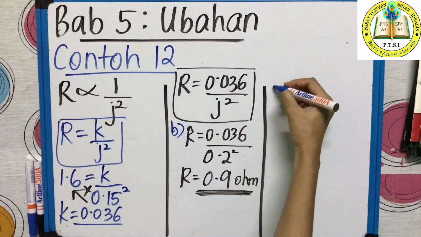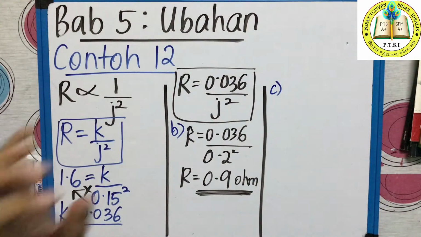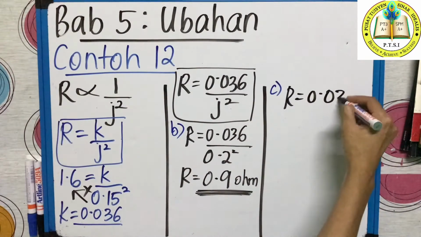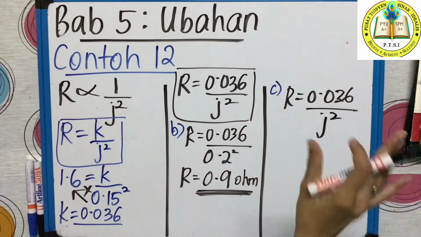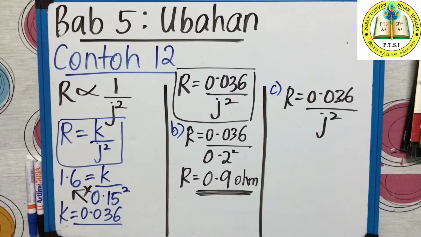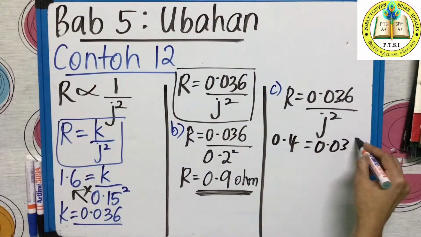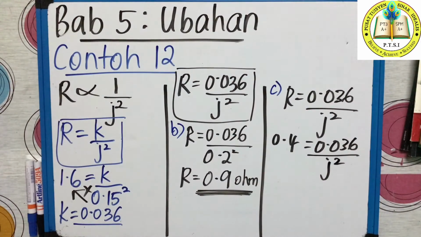Now we go to the C question. Soalan C pun sama. The same equation. So cikgu tulis sekali lagi. R equal 0.036 over J kuasa 2. Persamaan sama. Tapi nilai tu lain. Okay, what they gave you there? C question, hitung jejari dawai. Cari jejari apabila rintangan is 0.4. Rintangan ialah 0.4 means ganti at the R 0.4. Equal 0.036 over jejari kuasa 2. So how will you solve this? Very easy. Tadi cikgu kata kalau ada nombor-nombor darab.